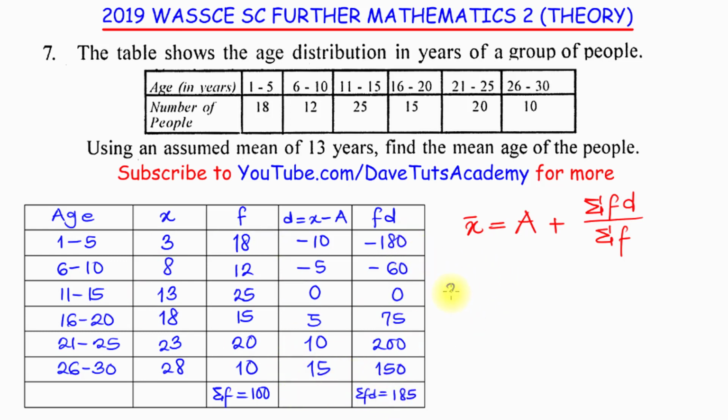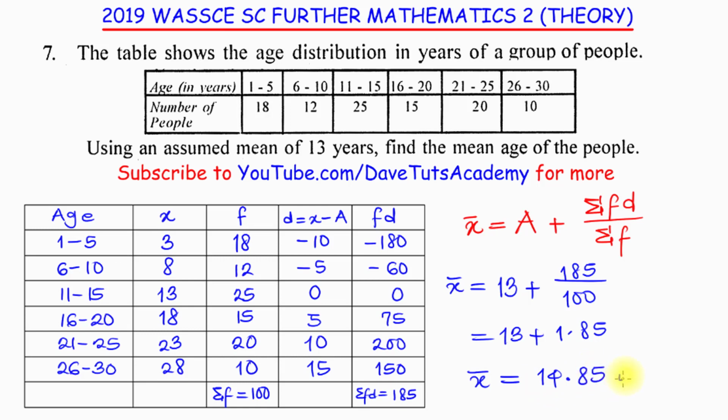So bringing this set of values into our equation, the mean will be the assumed mean, which is 13, plus the summation of FD, that is 185, over summation F, that is 100. So this is going to give us 13 plus 185 over 100, which is 1.85. So the mean for this particular set of data is 13 plus 1.85, which is 14.85 years. So that is the way that you evaluate the mean of a set of values given the assumed mean as given in this particular question. All right.